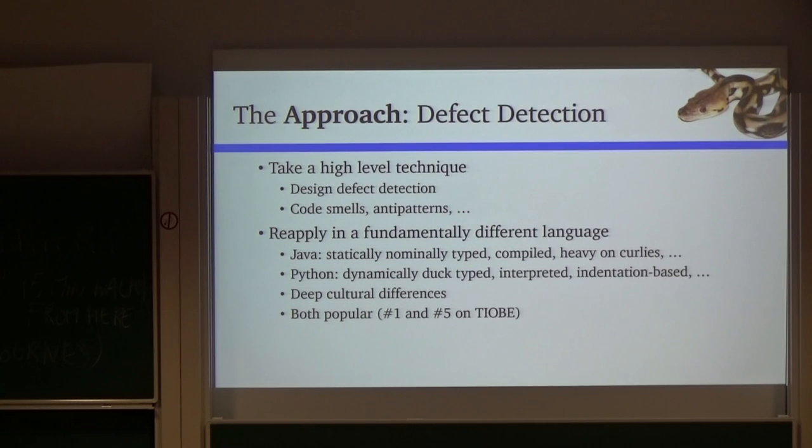And these things make a huge impact on the structure of the code and on the way we write the code. So that is why it's interesting to see, can I take something that exists in the Java world and just boldly reapply it in Python? What will happen? And both languages matter, right? So everybody here likes the TIOBE index, so it's number one and number five.